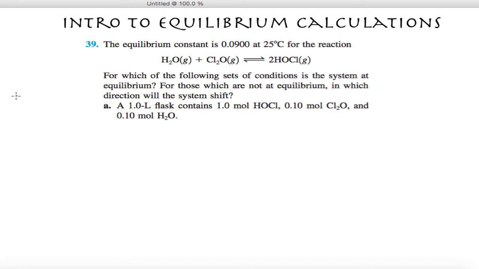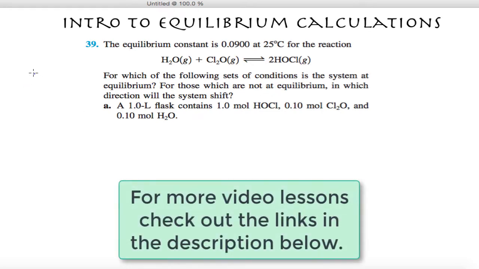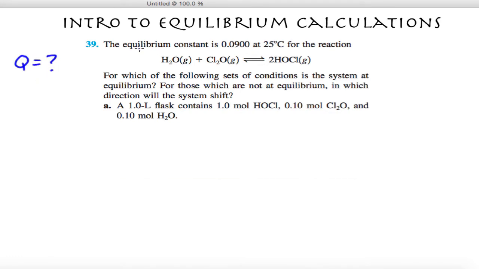So what I'm going to do is just go through and talk to you about how to do the problem. So here we go. What we're looking for here is whether the reaction is at equilibrium, and if it's not at equilibrium, what we need to do is figure out which direction it's going to go in. So really what I'm going to be doing is calculating the quantity Q as opposed to K. Now they give me the equilibrium constant, which is going to be the K value here.